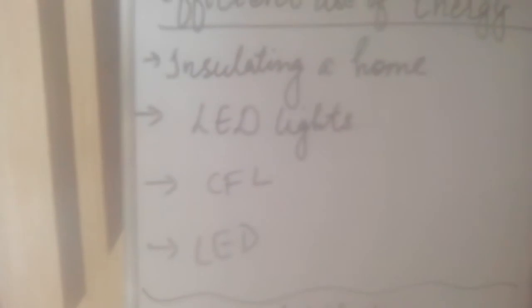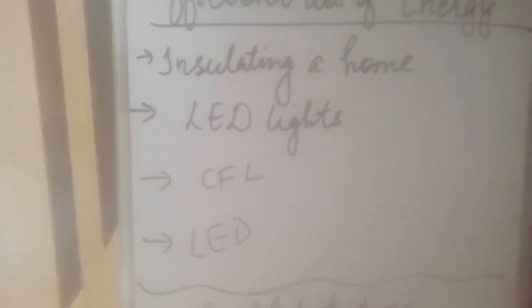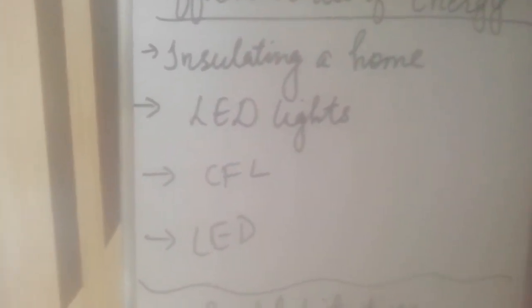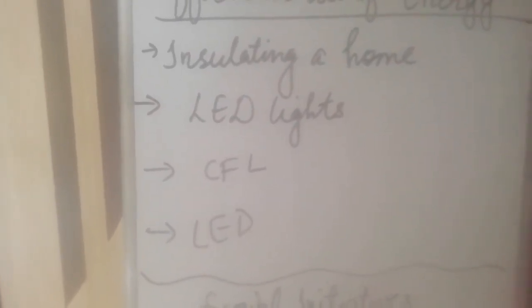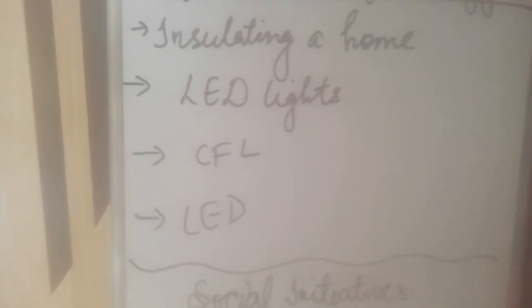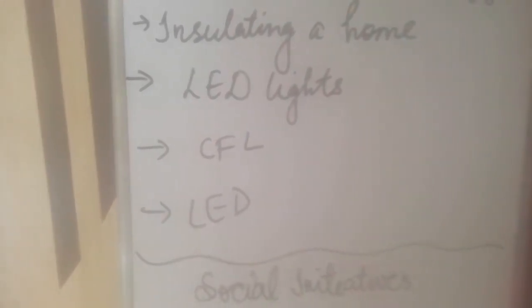Now, fourth point is the use of LEDs. Light emitting diode. LED is what? Light emitting diode bulbs for lighting reduces the consumption of energy drastically. It also helps in reducing global warming and the harmful effects of mercury used in the fluorescent lights.